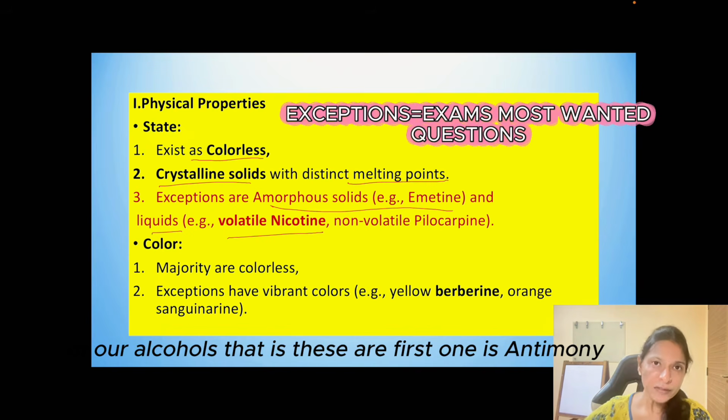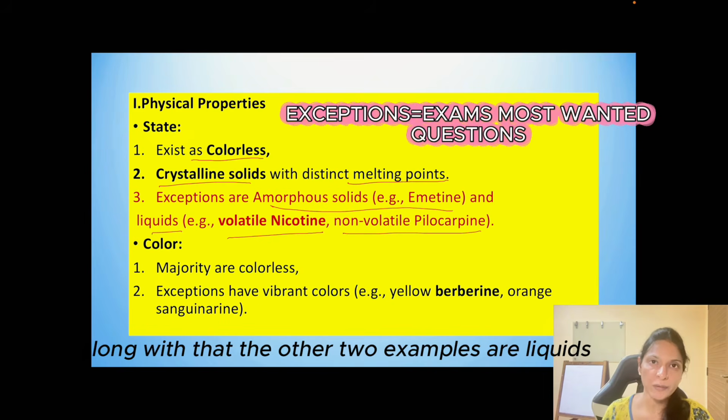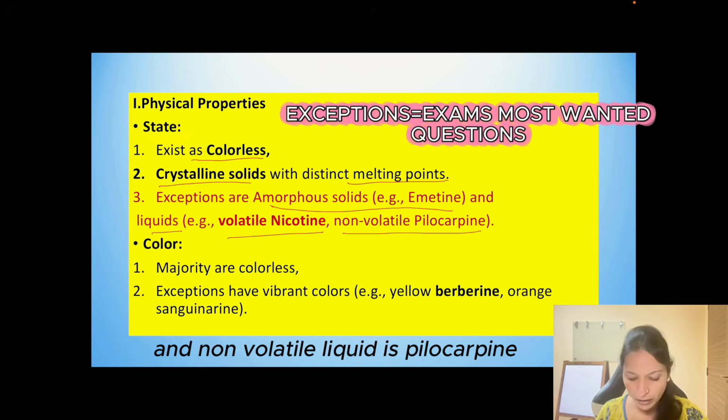That is, the first one is emetine, which exhibits its amorphous nature. Along with that, the other two examples are liquids. The volatile liquid is nicotine and the non-volatile liquid is pilocarpine.